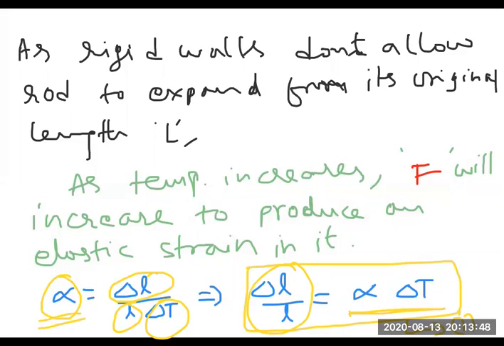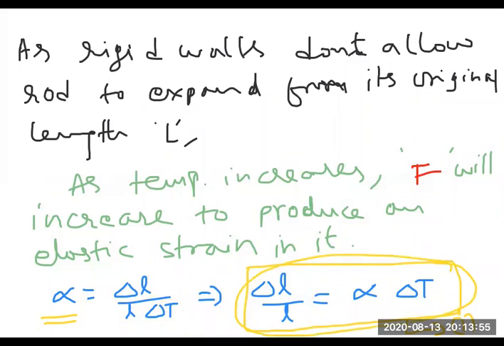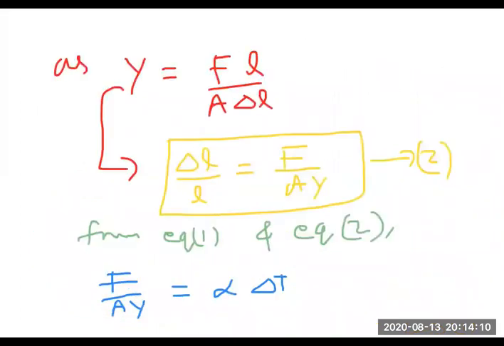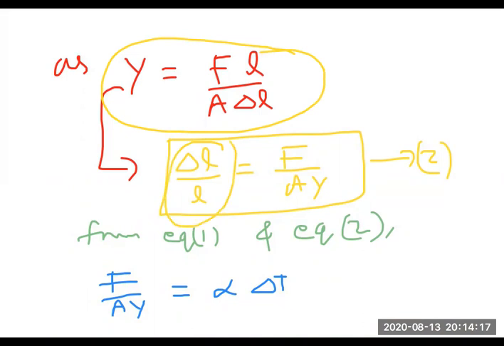I have taken the help of the coefficient of linear expansion, and I can write the formula as delta L by L is equal to alpha delta T. I think this topic is clear now. Already we got about Young's modulus. Young's modulus, what formula did we write? FL by A delta L. From here, delta L by L is nothing but F by AY.